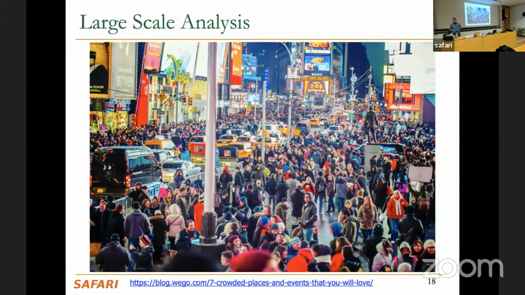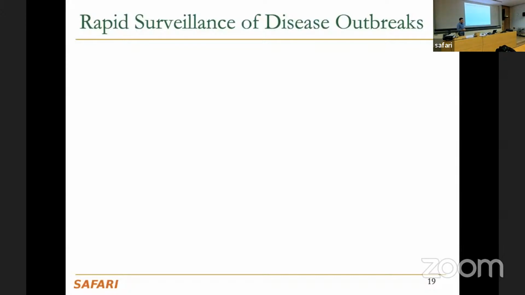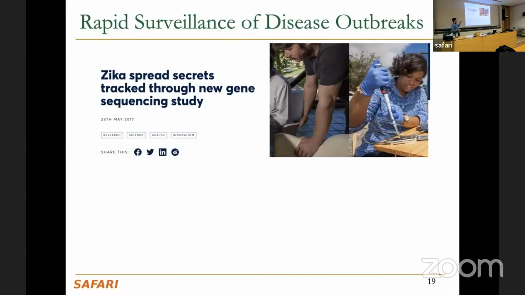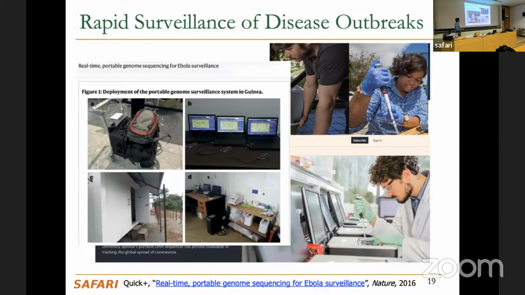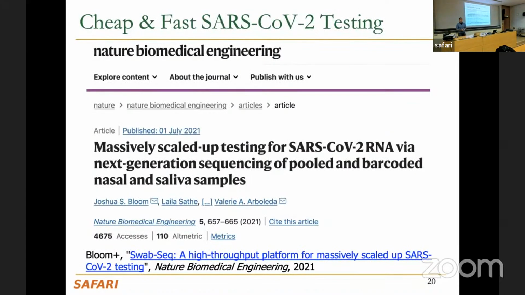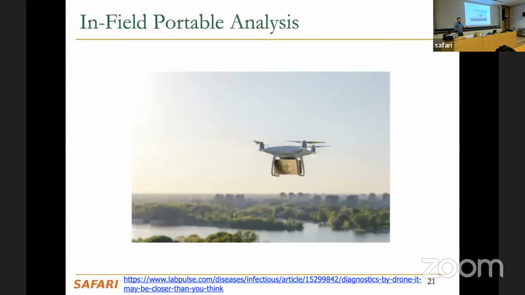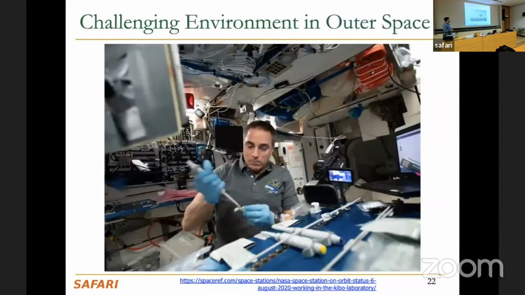And also, we want to do large-scale analysis, right? Given a population, we want to understand whether there are, again, maybe harmful pathogens in that environment, or what the differences are between individuals. We want to do rapid surveillance of disease outbreaks. For example, genome analysis has been used for that purpose. We've used it to understand the Zika virus, COVID-19, and also the Ebola virus, and so on. People develop tests, for example COVID tests, purely using genome analysis. We can do in-field portable analysis. Imagine you attach your sequencer to a drone and let it run in a field, and it makes the analysis for you. It's very useful information. We even use genome analysis in outer space, right?